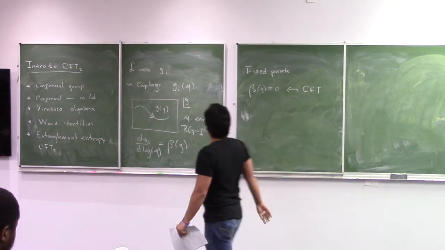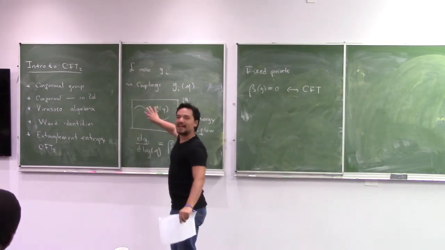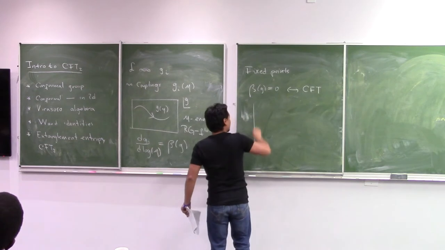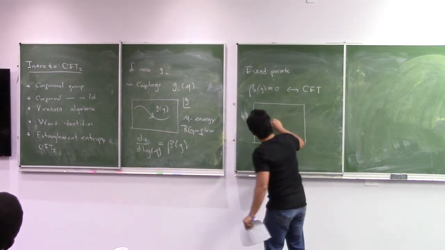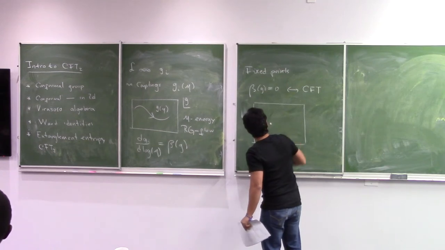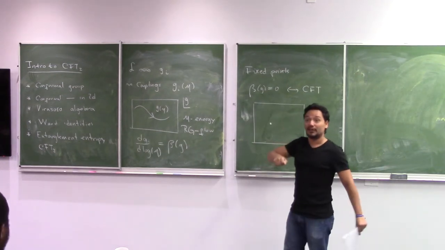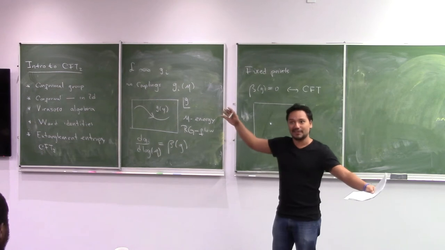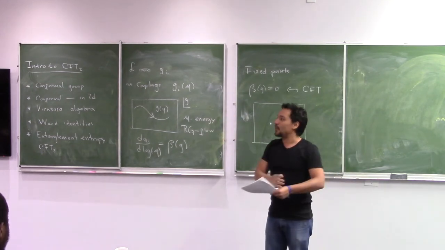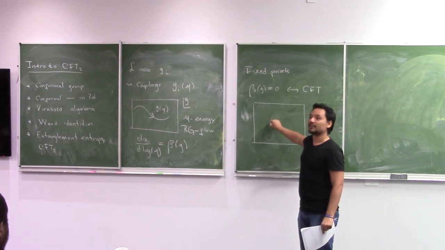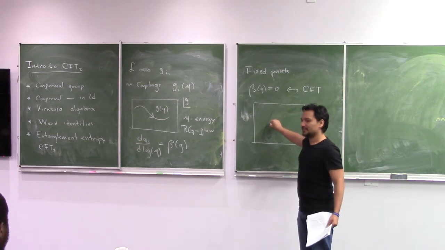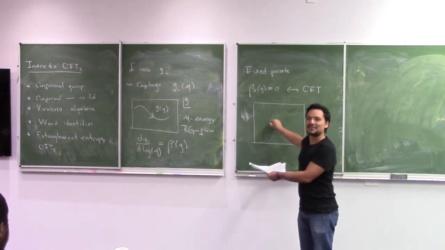So what characteristic do these theories have? Let's say that I start in this landscape of coupling constants, and I pick some conformal field theory. And now I let the clock of energy, which is the clock of distance, flow. What's going to happen if I'm standing here in a conformal field theory? Nothing happens, right? That's why it's called a fixed point.